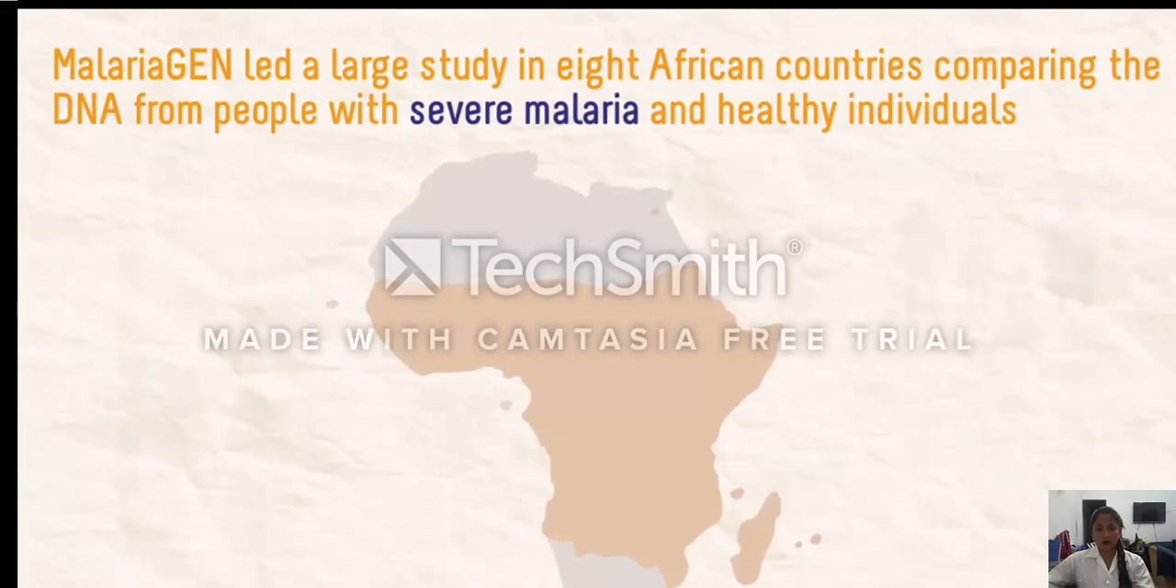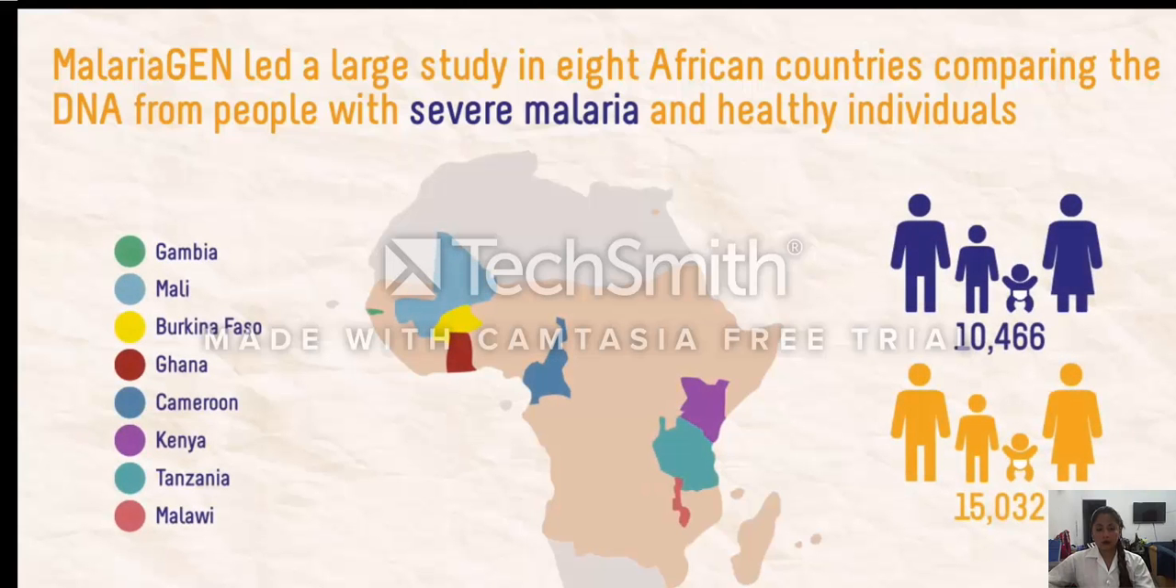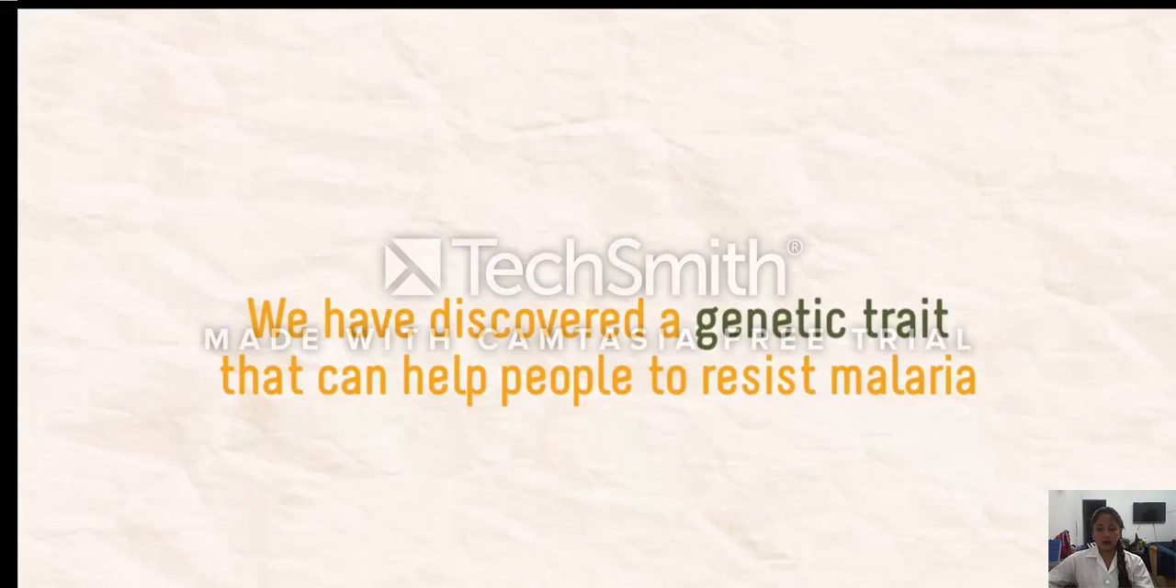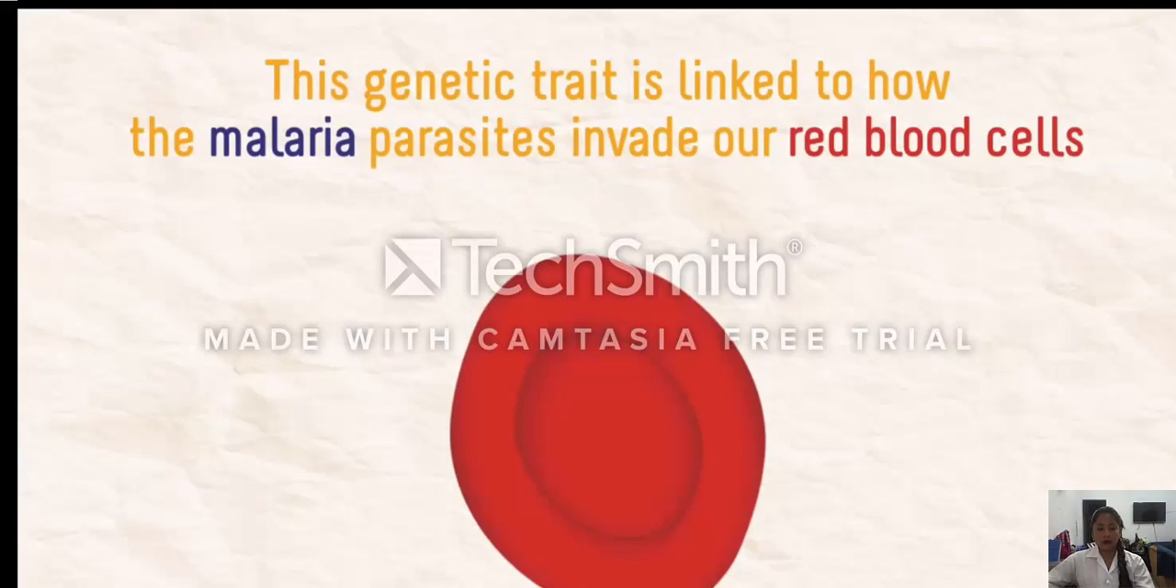MalariaGEN led a large study in 8 African countries, comparing the DNA from people with severe malaria and healthy individuals. We have discovered a genetic trait that can help people to resist malaria. This genetic trait is linked to how the malaria parasites invade our red blood cells.